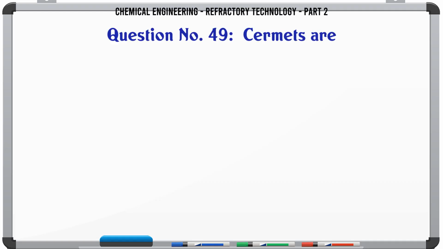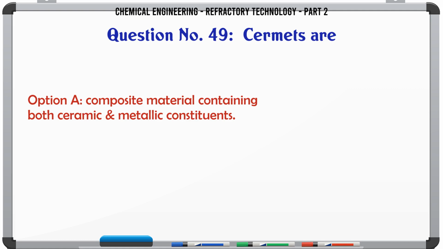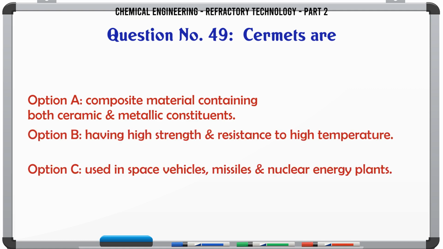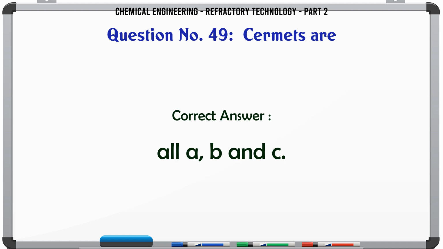Cermets are A. a composite material containing both ceramic and metallic constituents. B. having high strength and resistance to high temperature. C. used in space vehicles, missiles, nuclear energy plants. D. all A, B, and C. The correct answer is all A, B, and C.